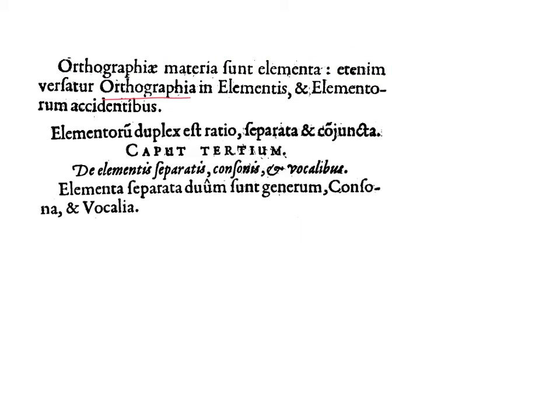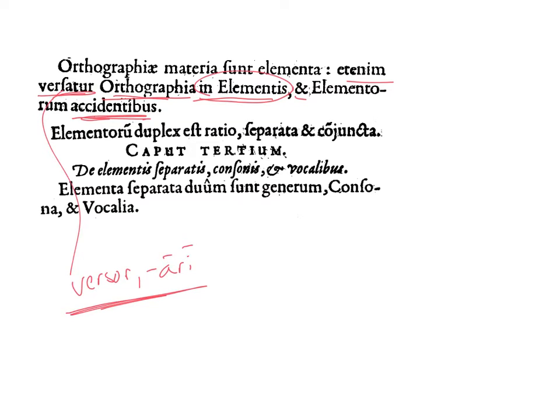orthography, orthographia, deals with, versatur elementis, versatur in elementis. This is a deponent verb, versor, versari, first conjugation, and it ought to be translated idiomatically, because the definitions given for it in a typical lexicon won't fit very well in an instance like this. In fact, et enim, orthography is comprised of elements and the accidentibus, the extraneous or non-essential portions of those elements, elementorum, which is neuter, plural, and genitive.